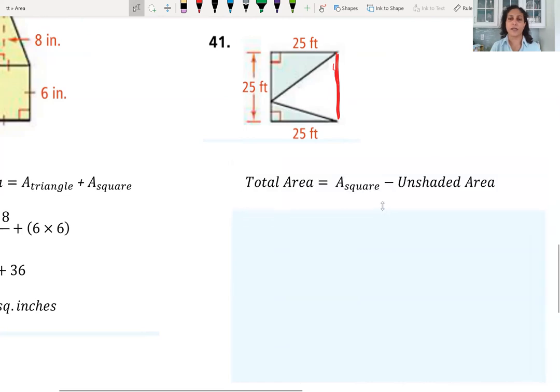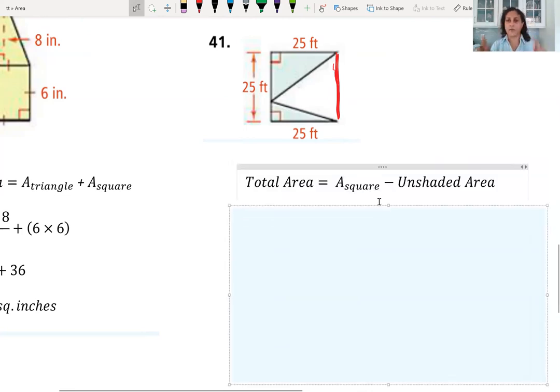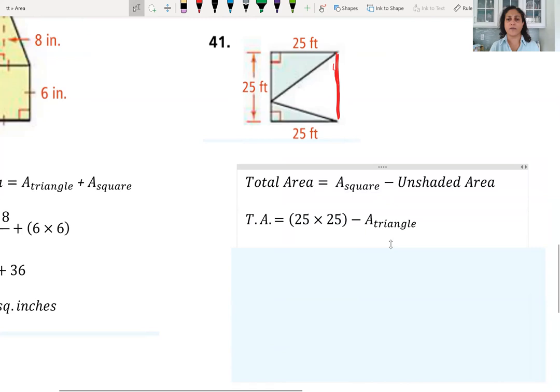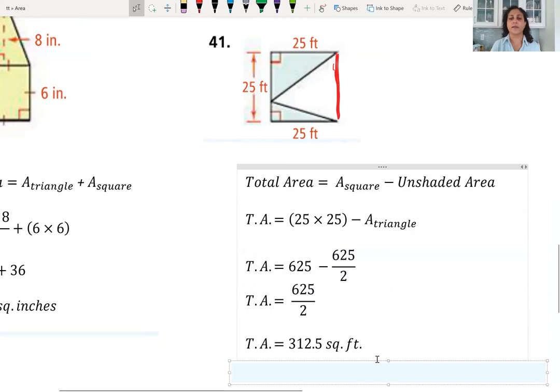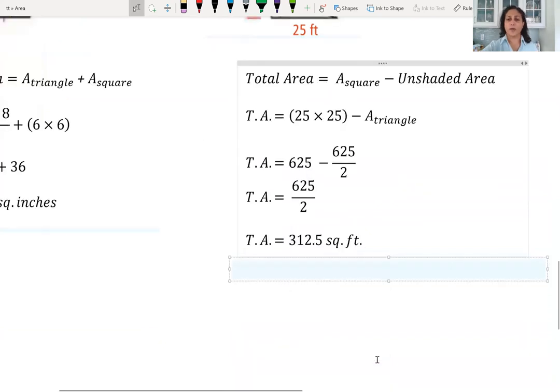You would say that the total area is the area of the full square minus the unshaded area. And the square is 25 times 25. And the triangle on the right side is also 25 by 25 divided by 2. So the answer is 312.5 square units.